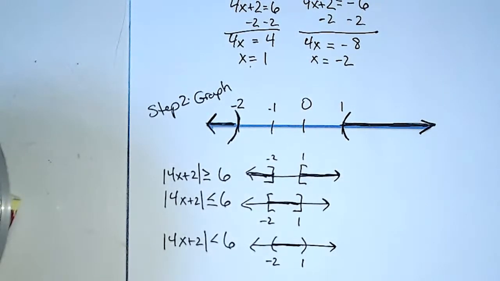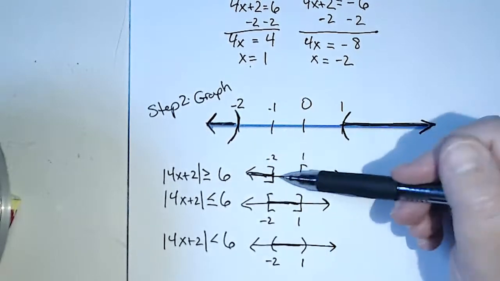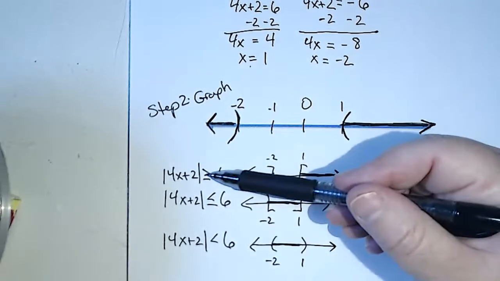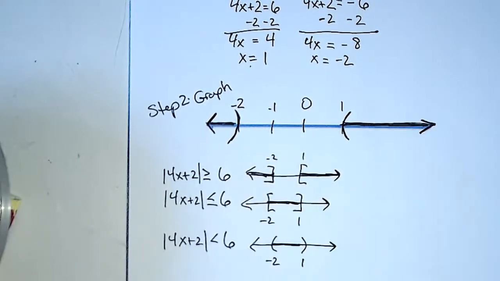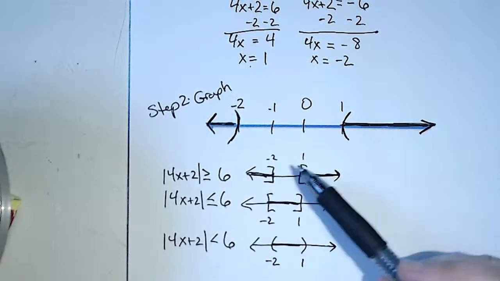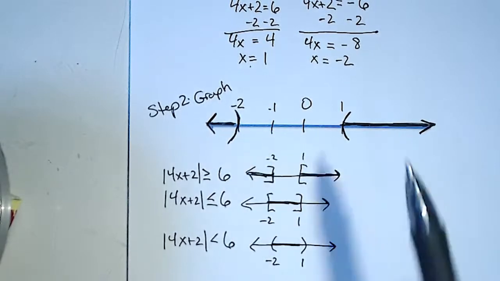The key to doing these problems is coming up with these boundary points, the edge points, and knowing whether you're going to stay to the outside because you're larger than, or to the inside, so stay small for the smaller than ones. These two stay in the middle, these two stay to the outside.